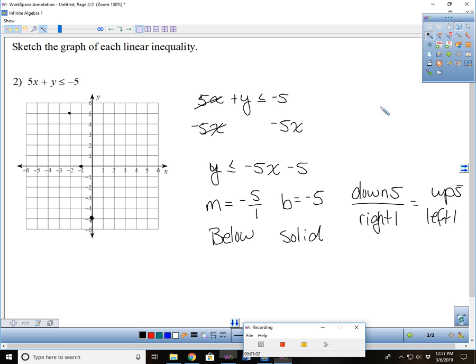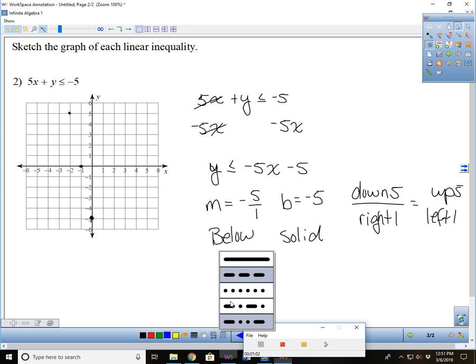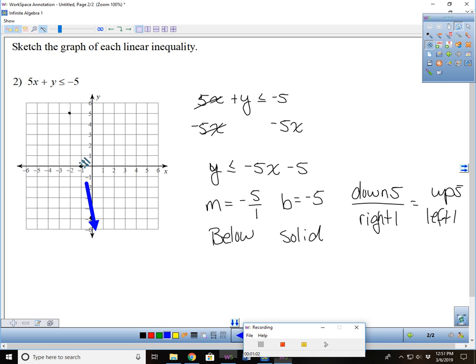All right, and then you've got a solid line. And you're shading below. Just all of this stuff over here to the left.